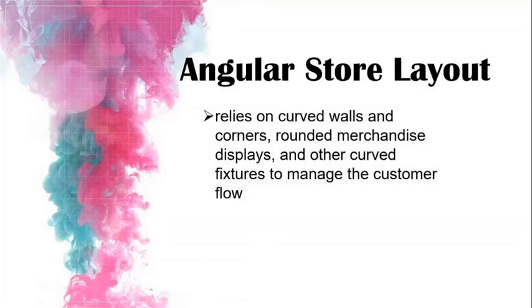Next is the angular store layout. So, this relies on curved walls and corners, rounded merchandise displays, and other curved fixtures to manage the customer flow. So, luxury stores use this layout effectively because, according to Herb Sorenson's research from Inside the Mind of a Shopper, customers notice freestanding product displays 100% of the time.